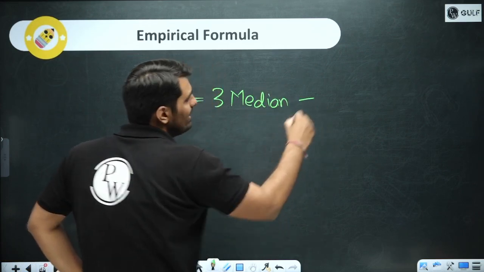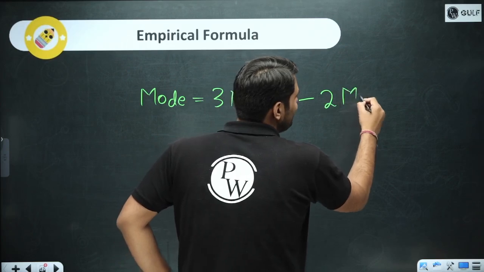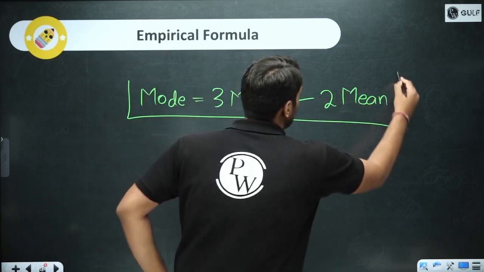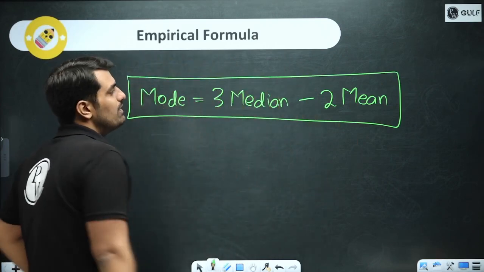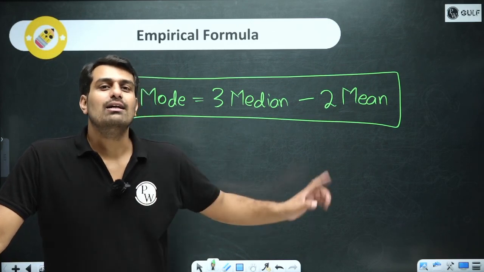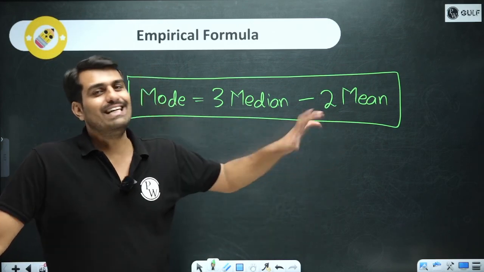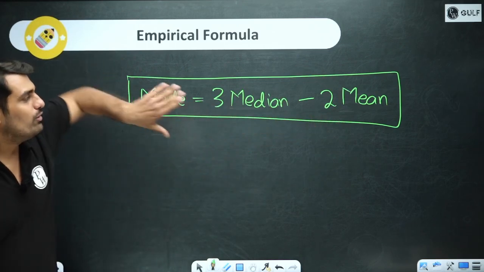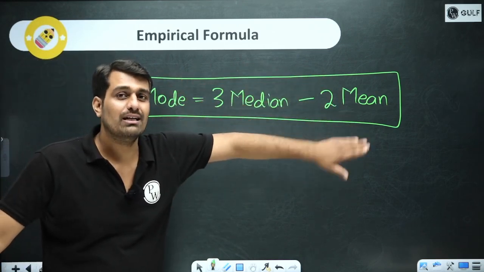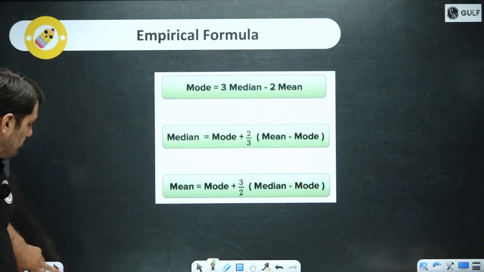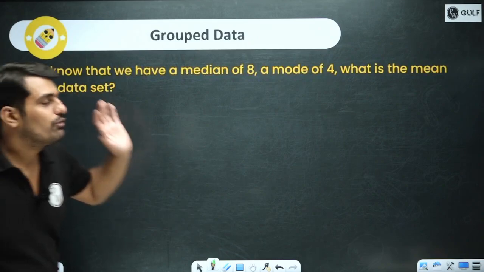And one important thing: all three must be of the same data. So don't get confused. It is not that for one data you take the mode, for another data the median, and for another the mean. No, for the same data, if you have considered all three, then this will be the relation. So if you know the median and the mean, you can always calculate the mode of that data. If you know any two, you can always calculate the third one. So how does it work?